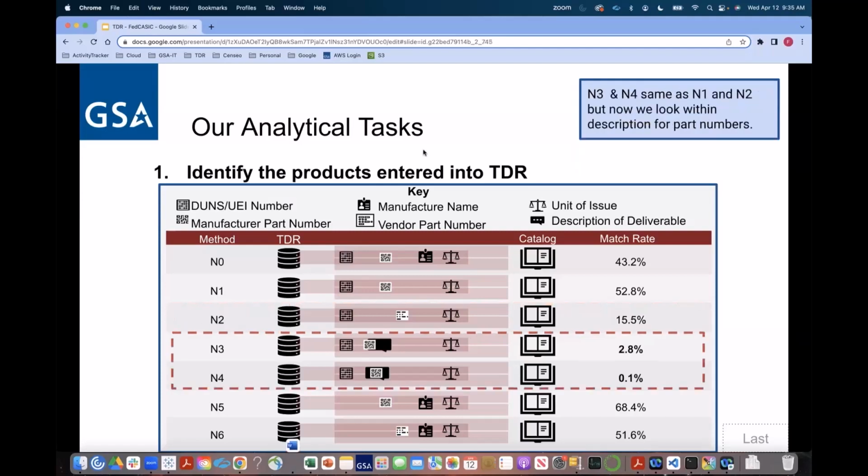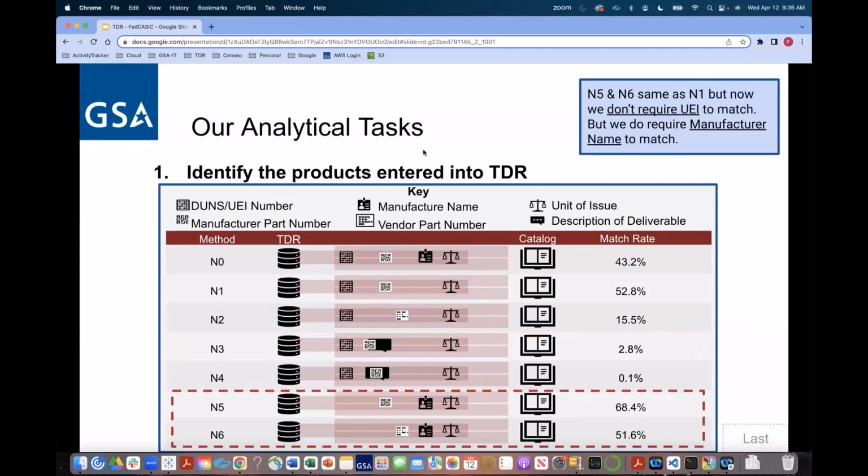And then basically N3 and N4, rather than grab the manufacturer part number from the field part number, sometimes vendors, at least initially during the pilot, would enter the manufacturer part number or vendor part number within the description field. So we're looking within the description field for those required fields.